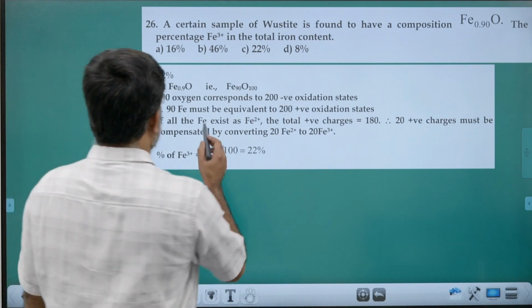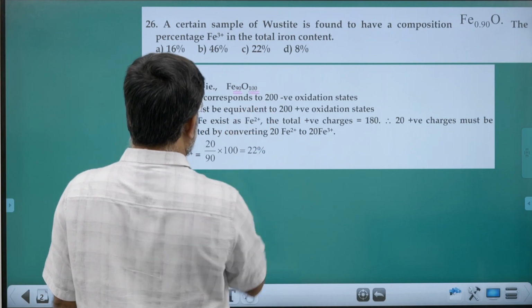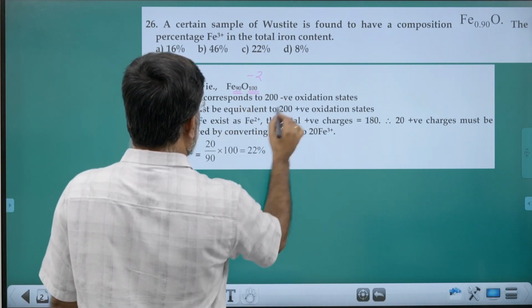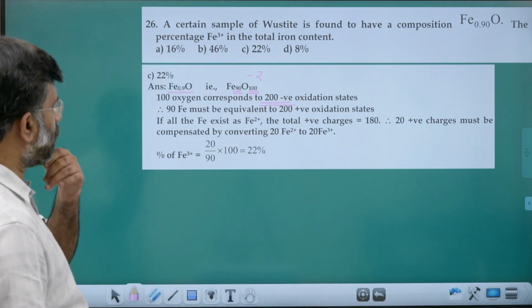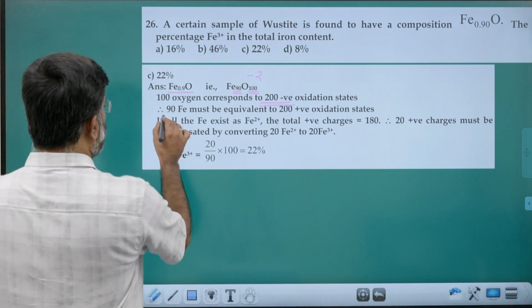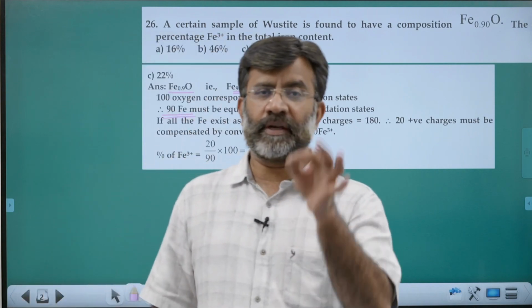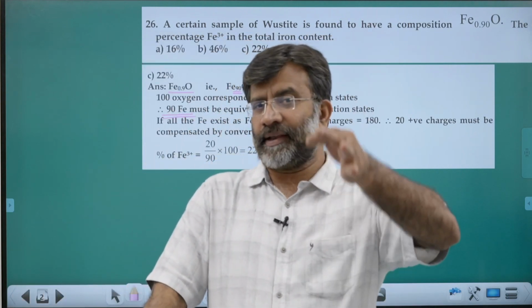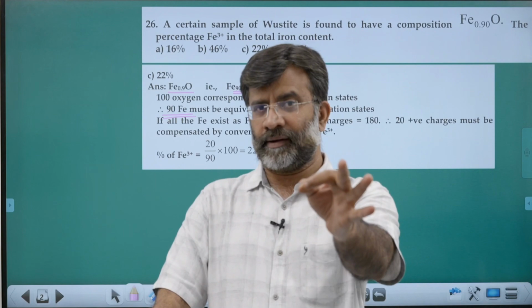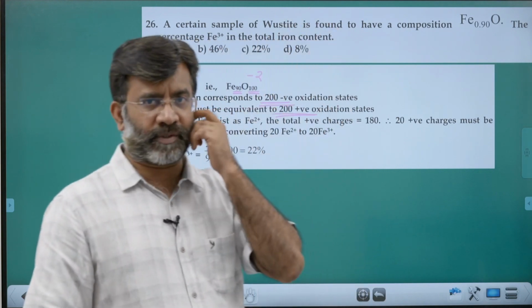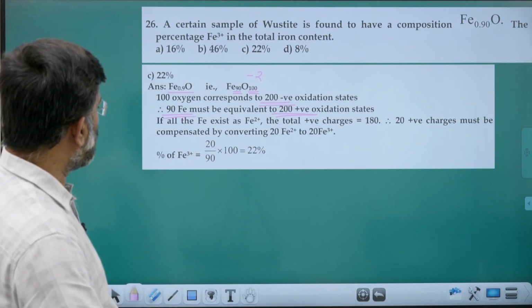You see, iron 0.9, oxygen 1. That means iron 90, oxygen 100. Oxygen 100 means minus 2 into 100, 200 negative charge. Now 90 iron should give 200 positive charge. Then only it can neutralize, I mean the charge can be equal. So what happens?